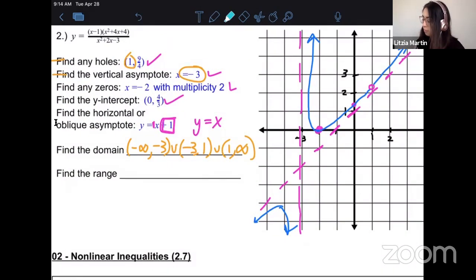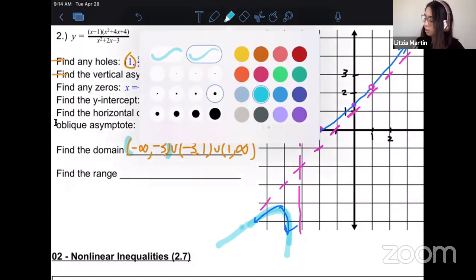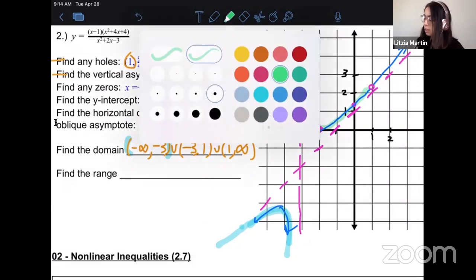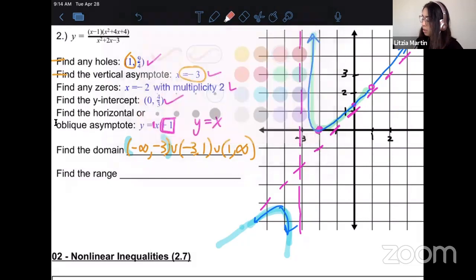So that would be our domain, and you can see that if I were to follow the graph here, that does make sense because we have this chunk right here that's going from negative infinity to negative 3. This piece right there, stop it at the hole because there's no x value there. And then this last piece like that.